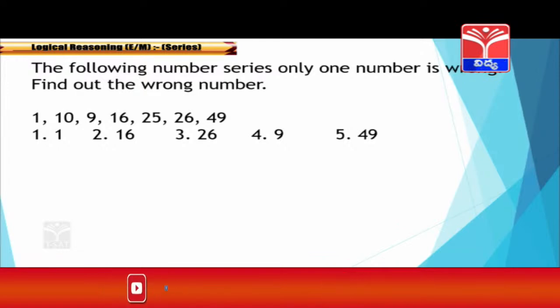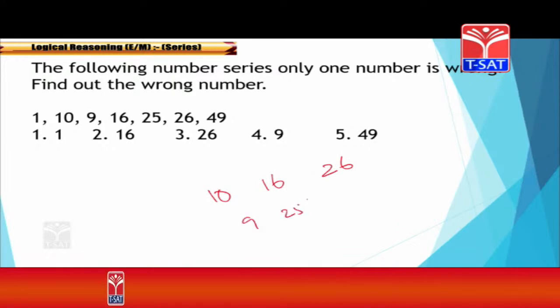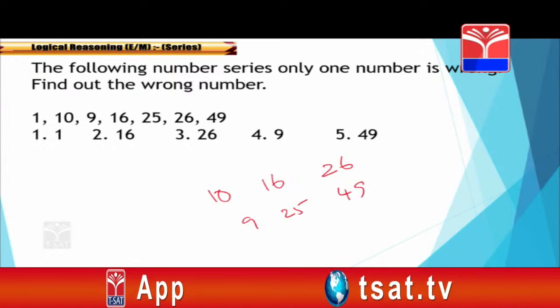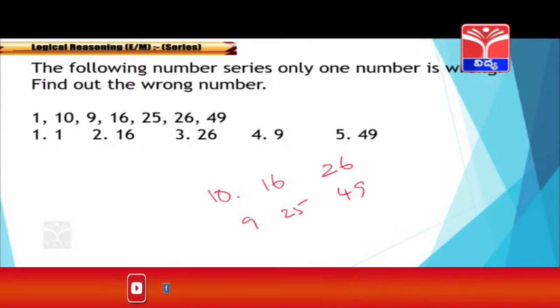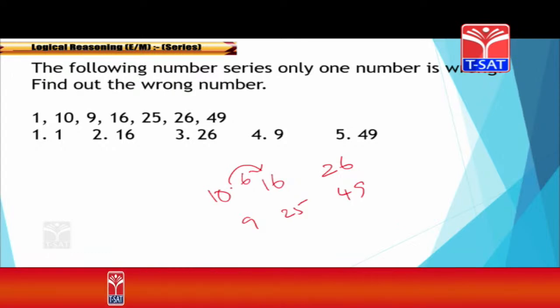If you take the numbers 10, 16, 26 as one group, and 9, 25, 49 as another group. Okay, so it's very clear. When you take these numbers, what is the difference between 10 and 16? 6. What is the difference between the next two? It is 10.